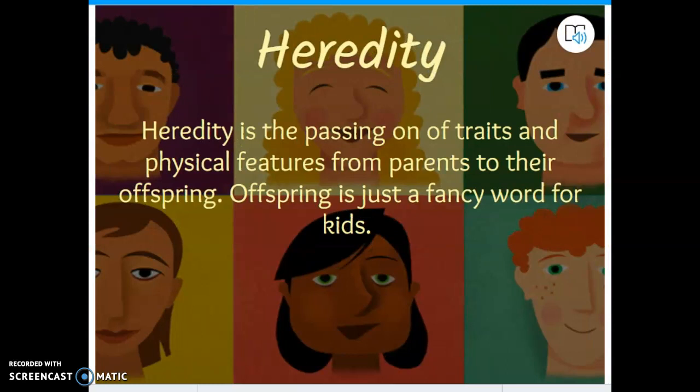Heredity is a word that might pop up every now and then. Obviously it'll be on your vocabulary quiz on Thursday, but it is the passing on of traits and physical features from a parent to their child or their offspring, which again right here, is just a fancy word for their kids.